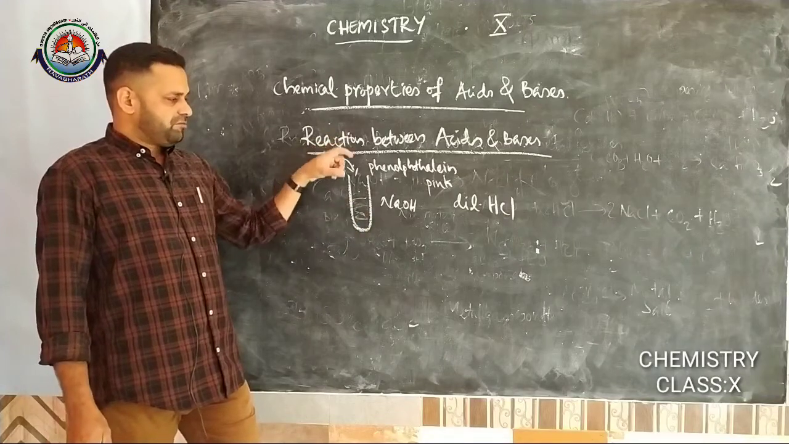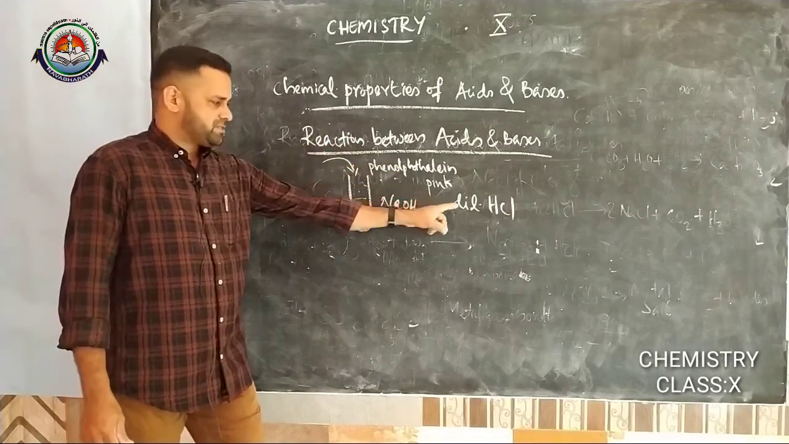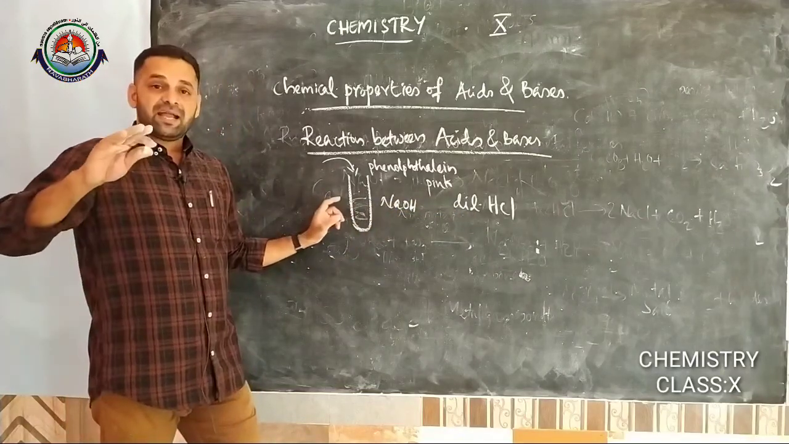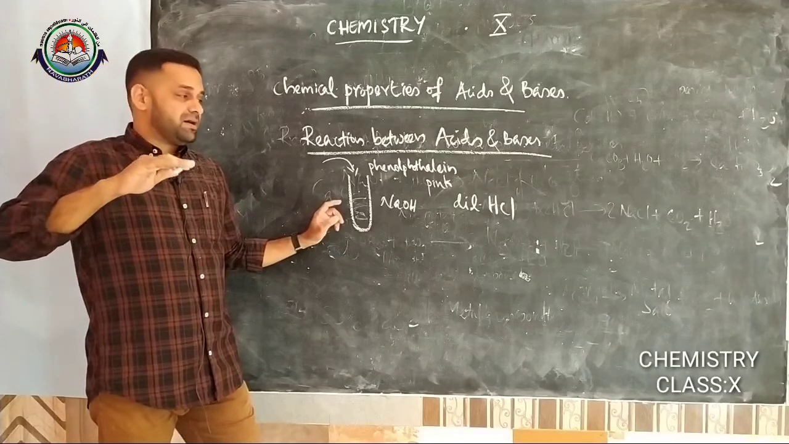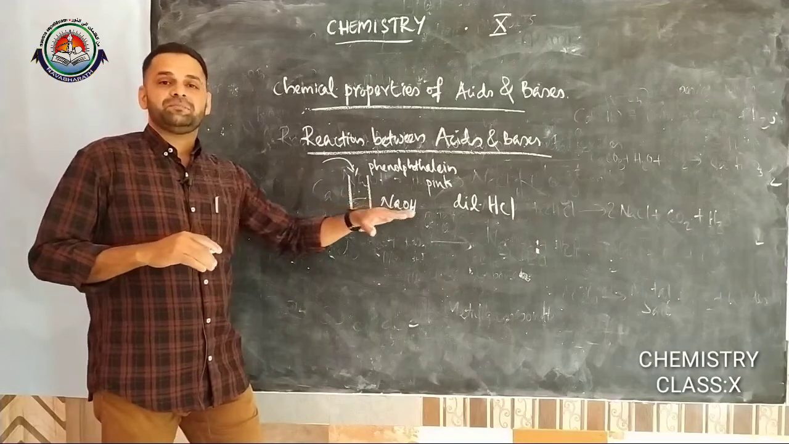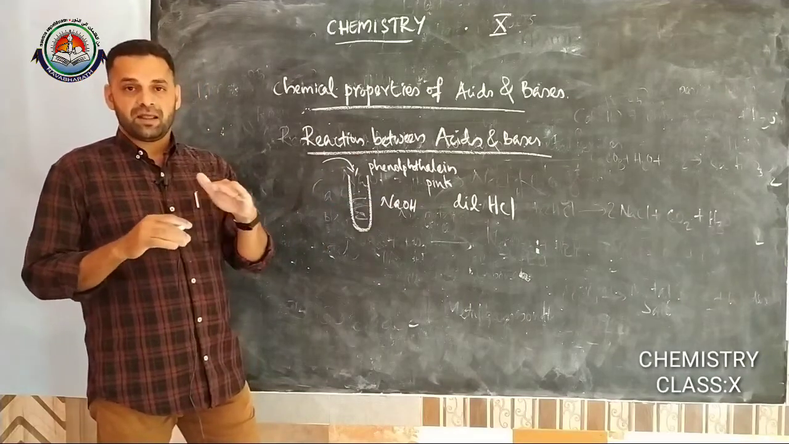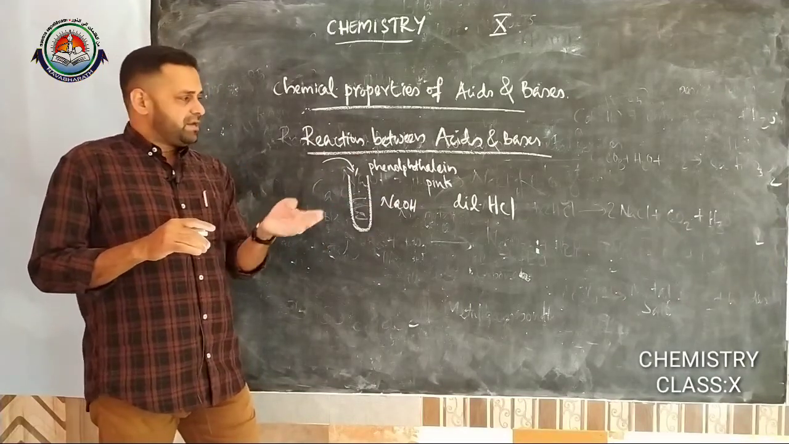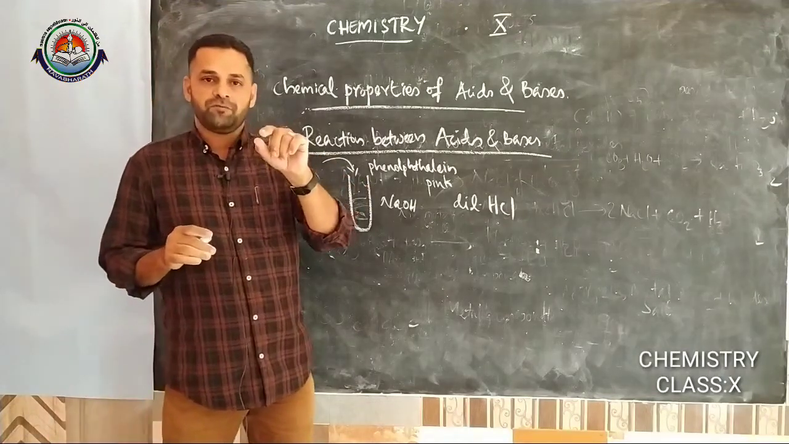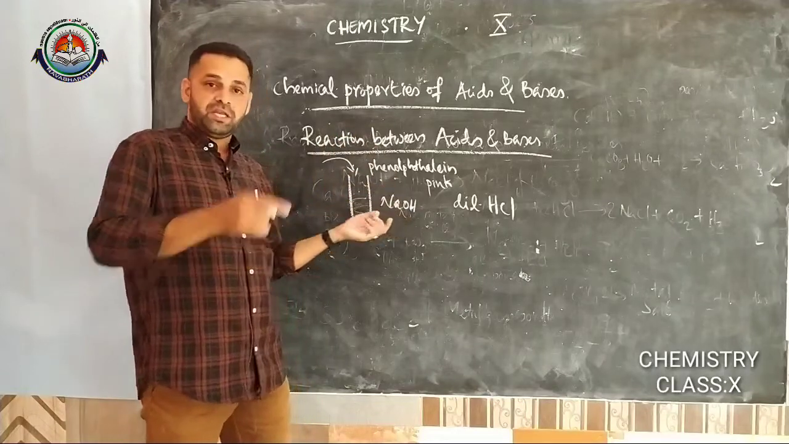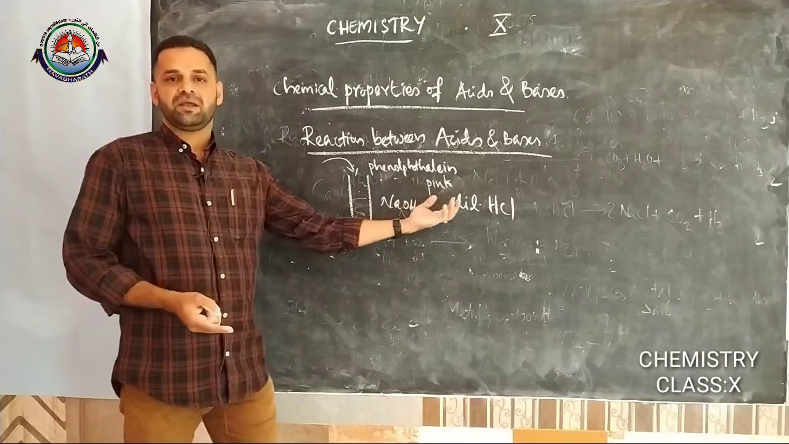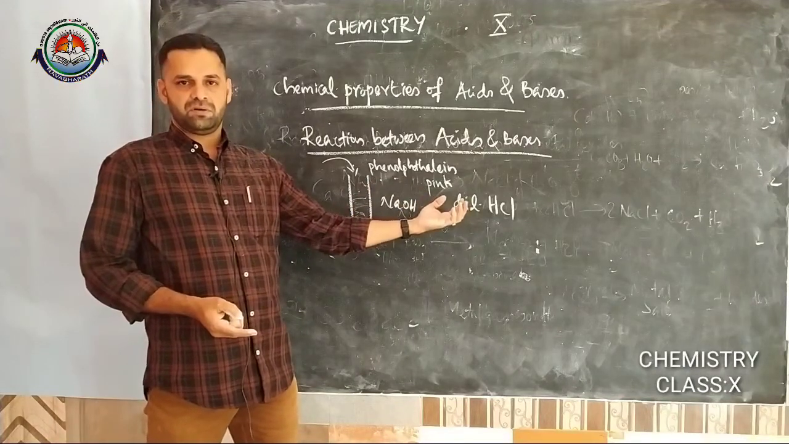When we are adding dilute hydrochloric acid drop wise into this reaction mixture, the color becomes lighter, and finally it becomes colorless. Then again, if you add one or two drops of sodium hydroxide into this reaction mixture, again the reaction mixture becomes pink in color. Did you understand?